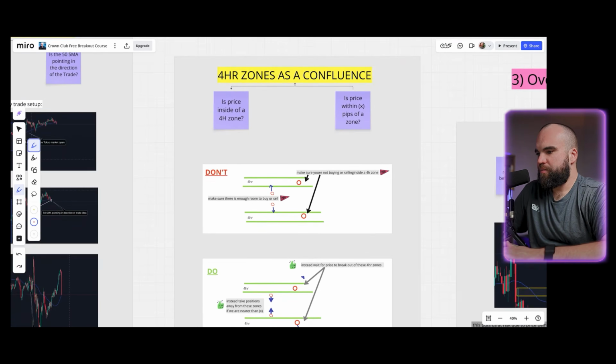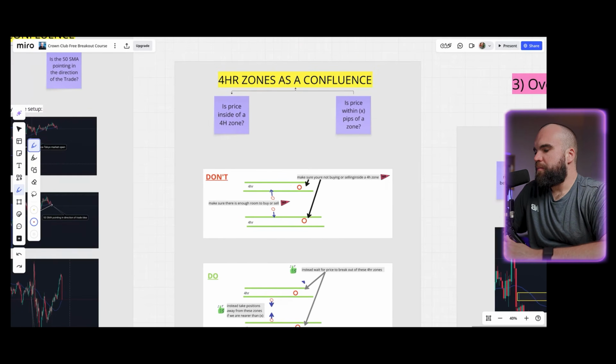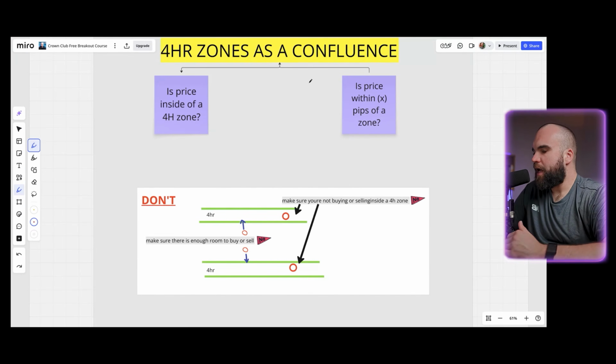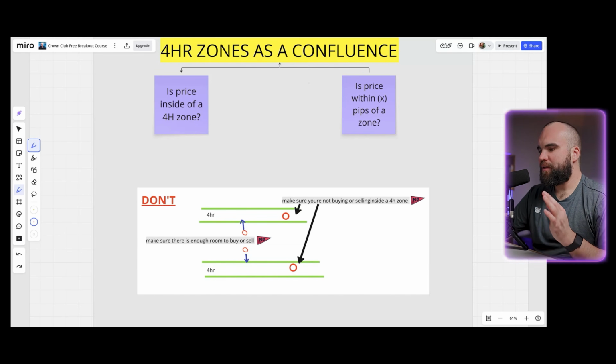Okay, this is a bit of a more complex one, but all I suggest to you is start drawing up 4-hour zones and look at how price reacts to them on the lower timeframes. You don't need to be precise with this.